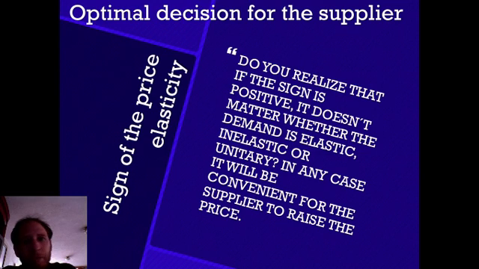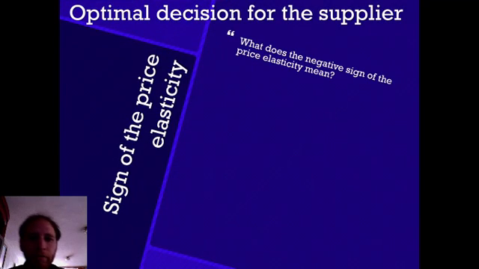So it will always be convenient to increase the price for the supplier. Now let's move on to the next situation in which the elasticity has a negative sign. What does that mean? Well, that means that price and quantity go in opposite directions. For example, if I increase the price, then the quantity demanded will decrease. If I decrease the price, quantity demanded will increase. They go in the opposite direction. That's what the negative sign says.